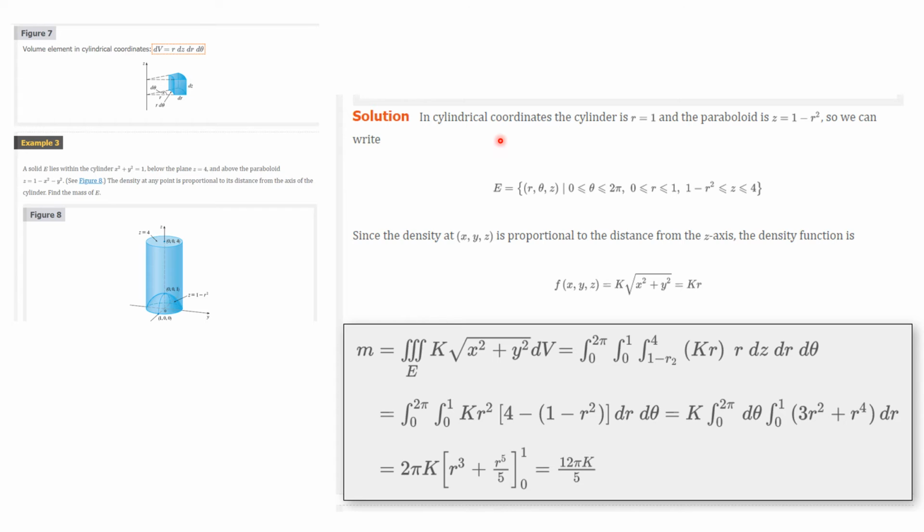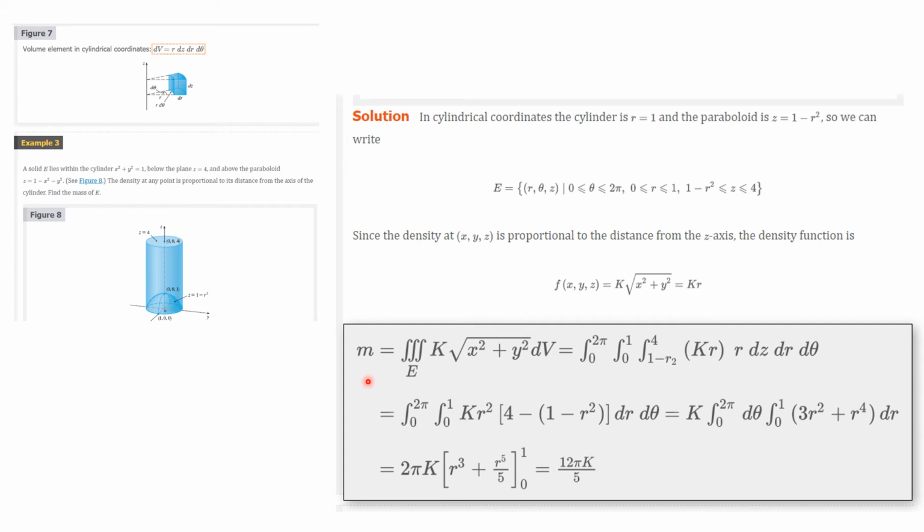In cylindrical coordinates, the cylinder is r equal 1, and the paraboloid is z equal 1 minus r squared. So we can write E this way. E is the set of, in cylindrical coordinates, theta runs from 0 to 2 pi, r runs from 0 to 1, and z runs from the bottom of the paraboloid, 1 minus r squared, up to 4. And the density at x, y, z is proportional to the distance from the z-axis, so the density function ends up being k times the square root of x squared plus y squared, which is k times r.